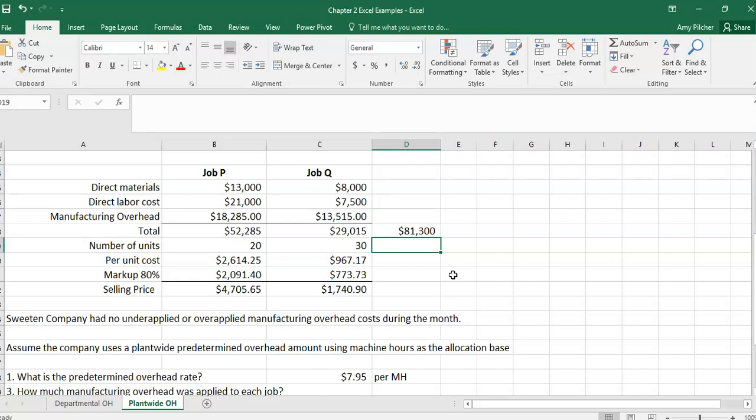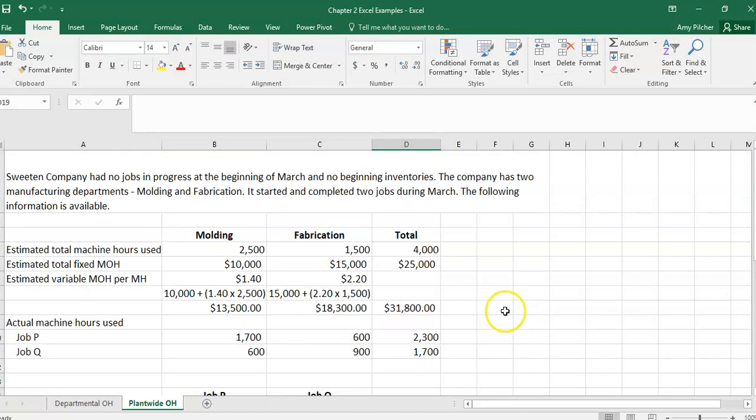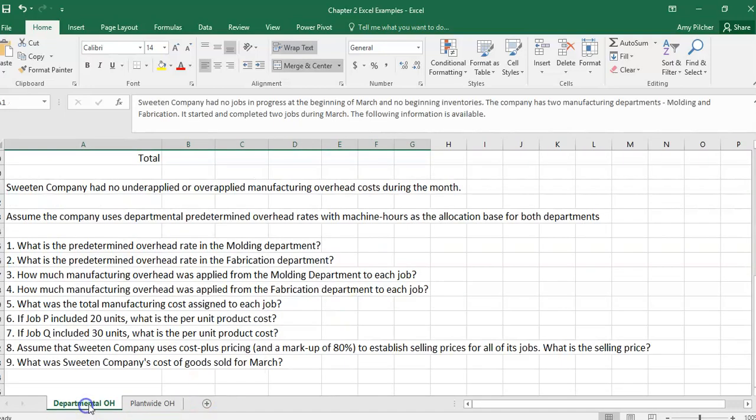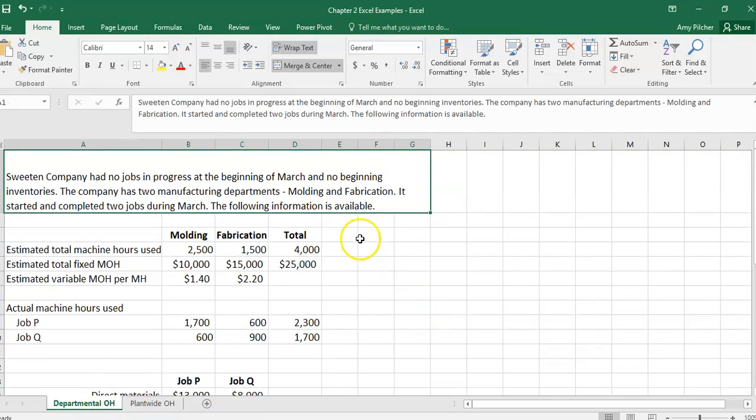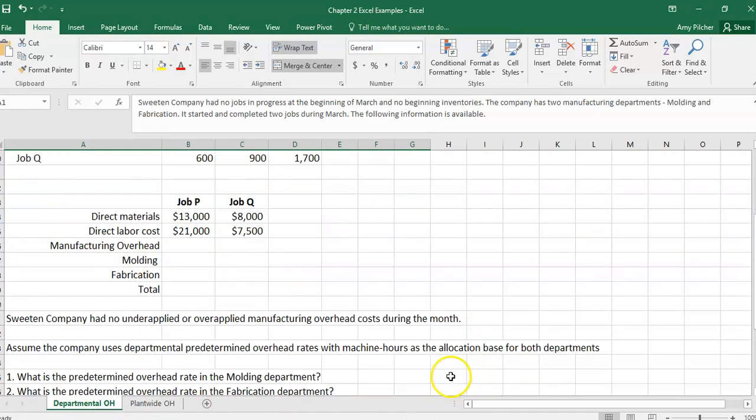If we change the way we calculate overhead, our total and per unit costs for product costs will change based on the allocation method we use for overhead. So we're going to look at this same exact problem using departmental overhead rates, so using a different rate for molding and fabrication. So we go to our departmental rates. We have all of the same information.